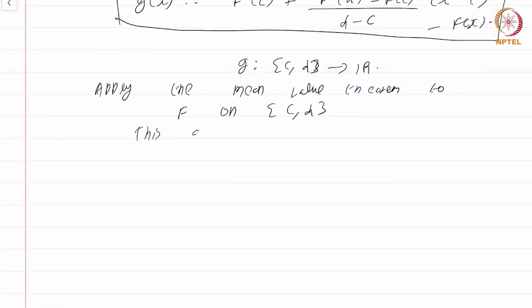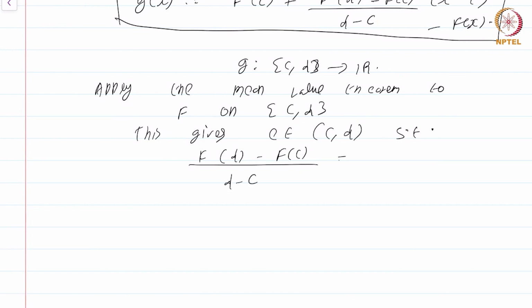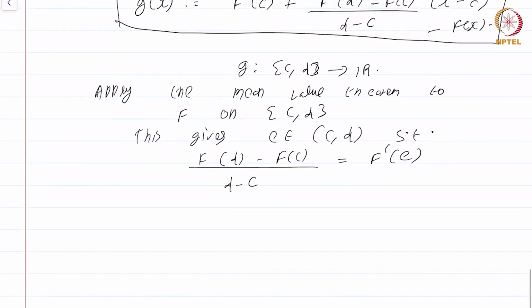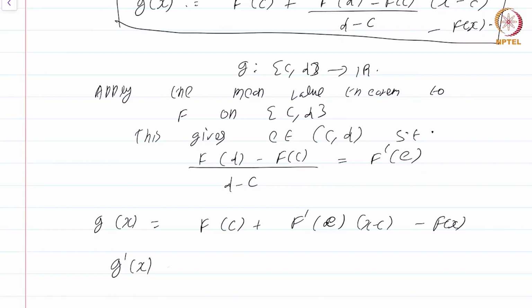This gives e in the open interval (c, d) such that (f(d) minus f(c)) by (d minus c) is equal to f prime at e. Okay, so consequently g of x just becomes f(c) plus f prime(e) times (x minus c) minus f(x). Therefore g prime of x is just f prime(e) minus f prime(x).